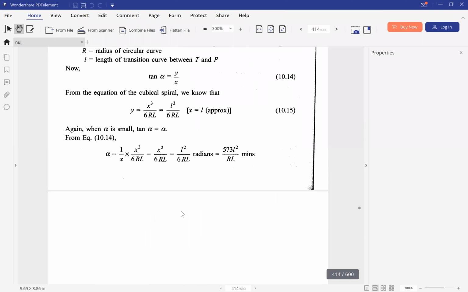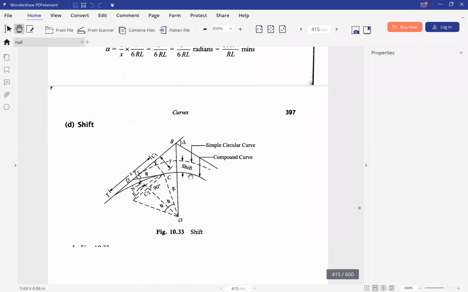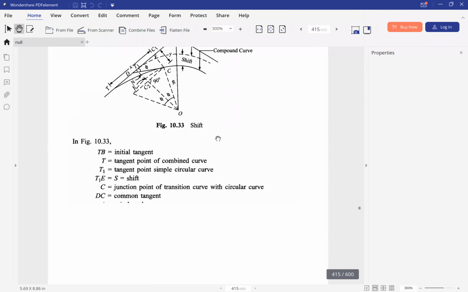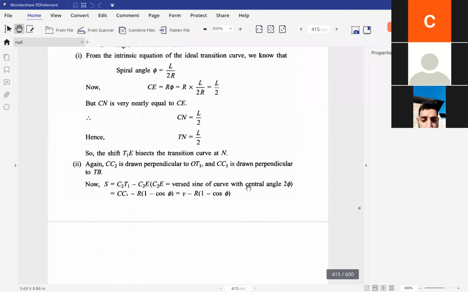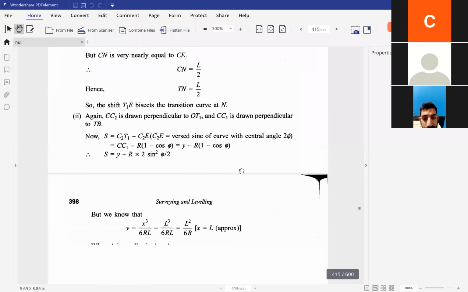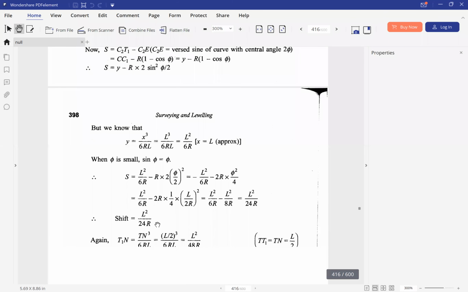Now we will see the shift. I told you earlier that shift is basically the distance through which the circular curve is shifted if you provide the transition curve, and the relationship for that is L square over 24R, given over here as well. You can see this one, L square over 24R, where capital L is the length of the transition curve, and R is the radius of your circular curve.